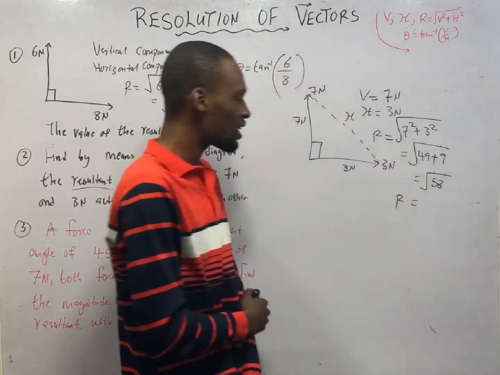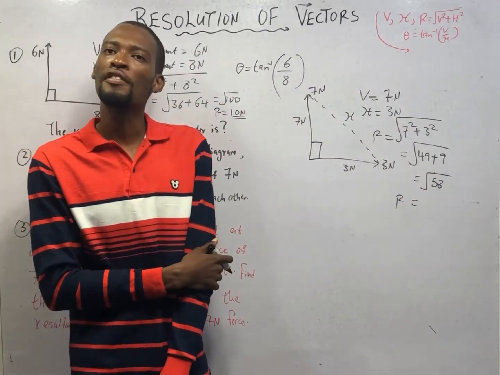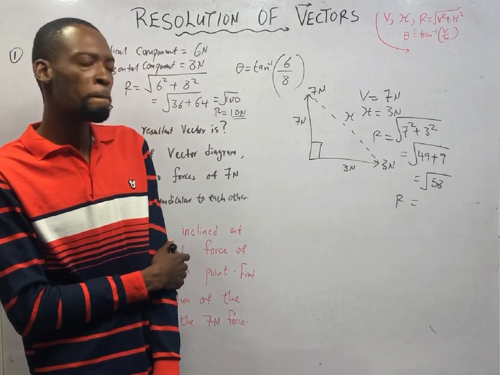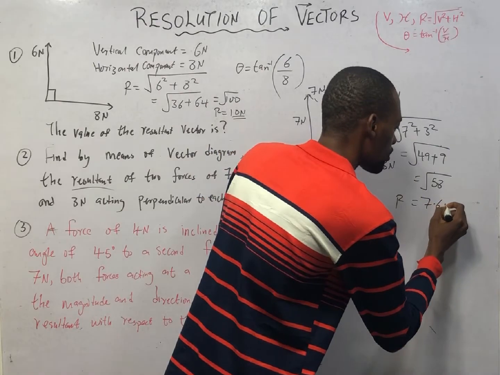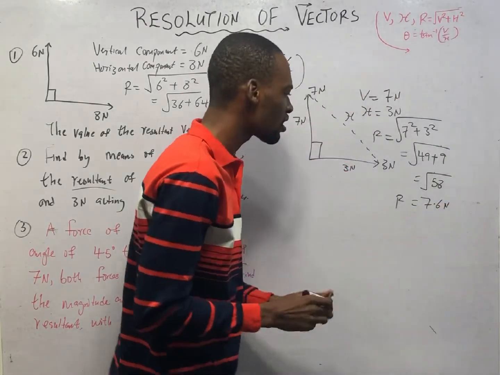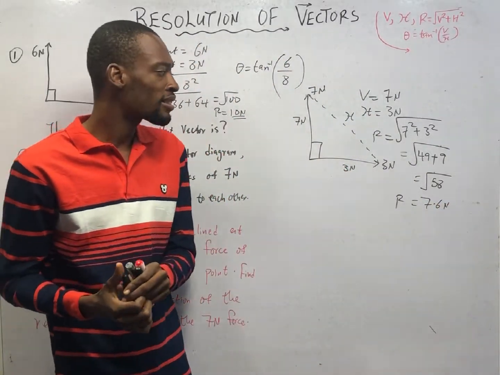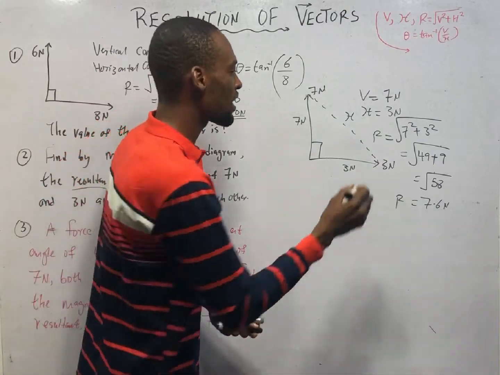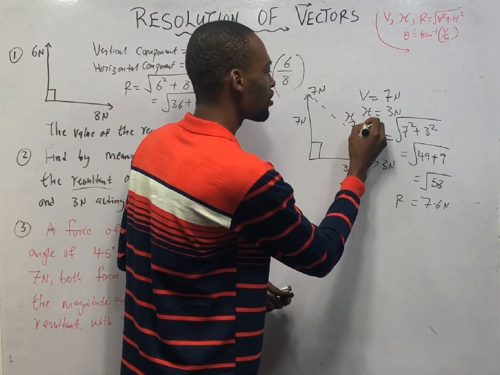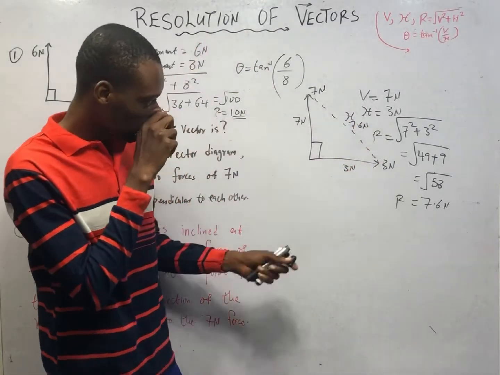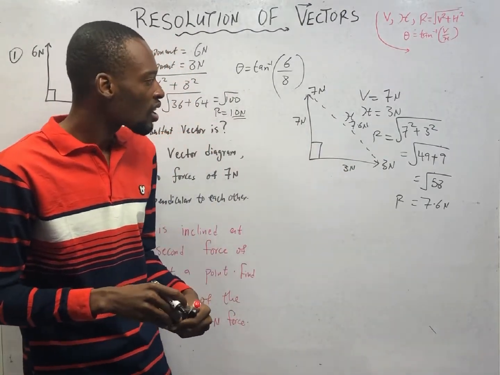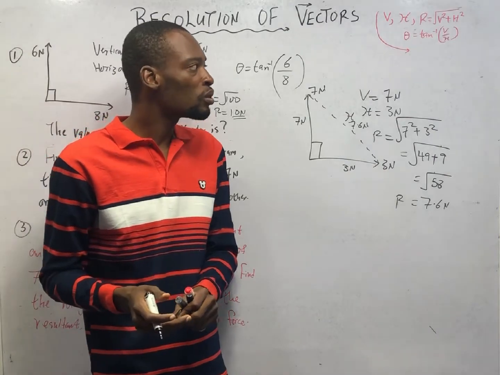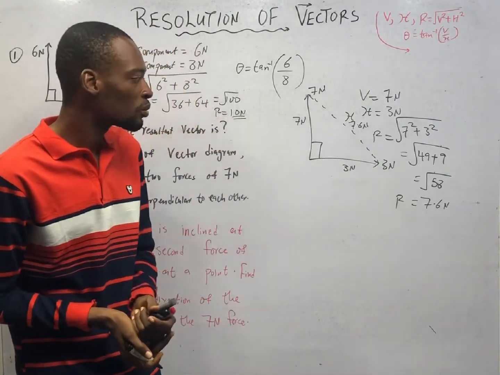Therefore, the resultant is the square root of 58. Is that 7.62? Yes, Newton. This is the resultant of the vector. So this is more like 7.6 Newton. You see, the resultant is usually bigger, the hypotenuse. However, we are to look for the direction or for the angle.